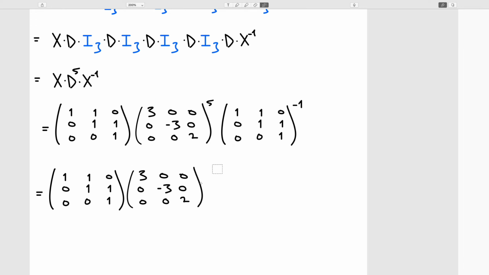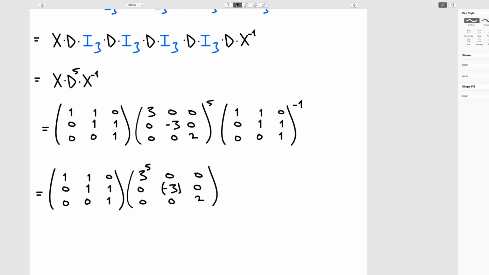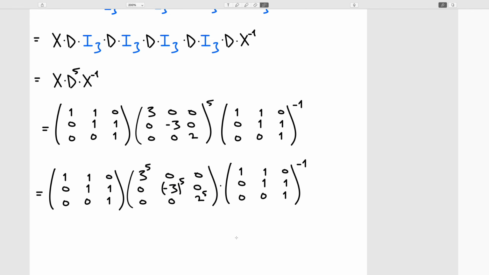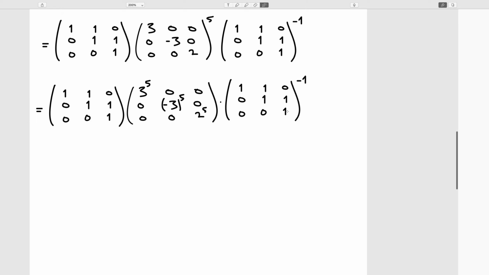So we have 3 to the 5, right? That's 81, or no, it's not 81, excuse me. It's 243. Yeah, it's 243. Negative 3 to the 5, that's negative 243. And 2 to the 5, it's 32. I would even leave it like this, but okay. Times the inverse of this matrix. So we need to find the inverse real quick. Okay, so let's find the inverse.